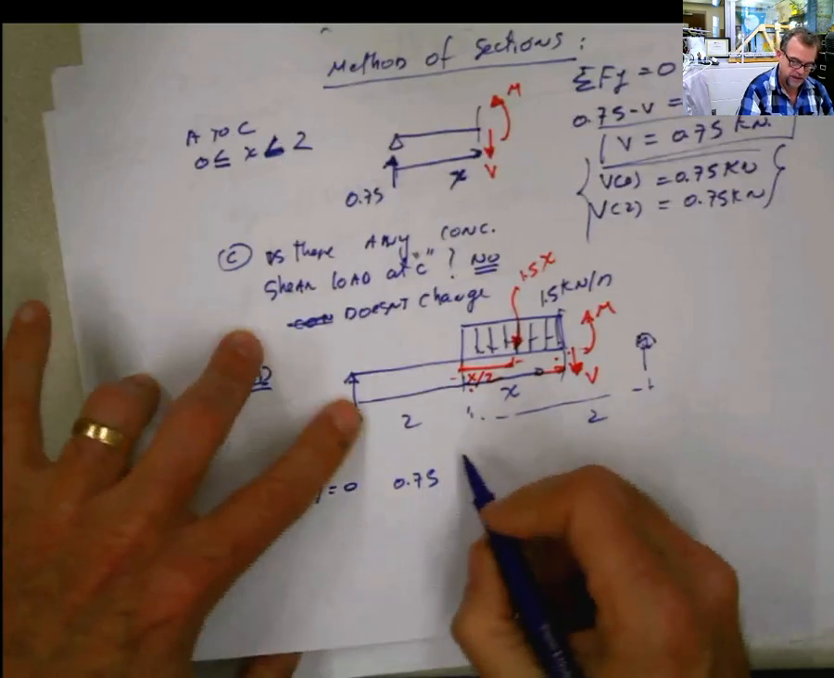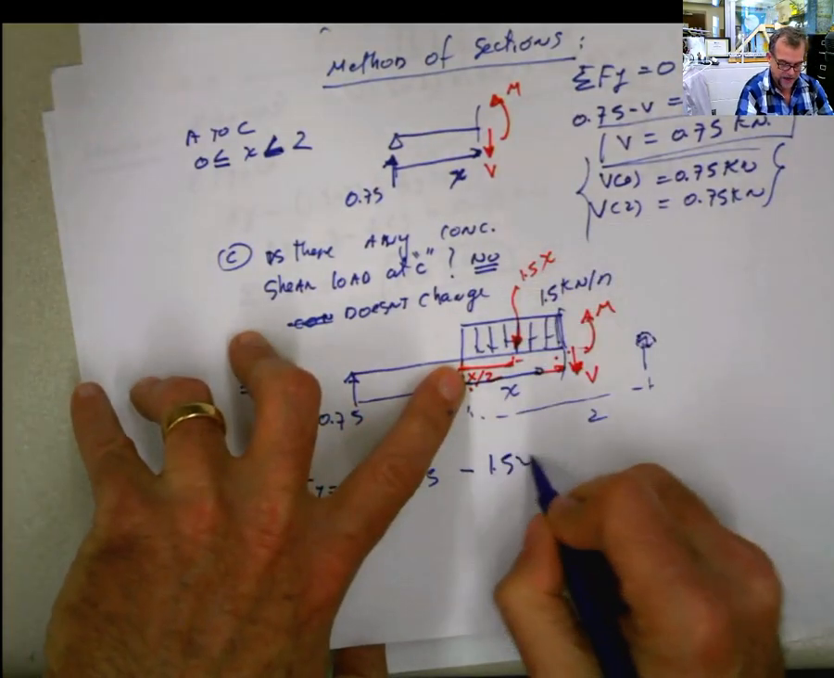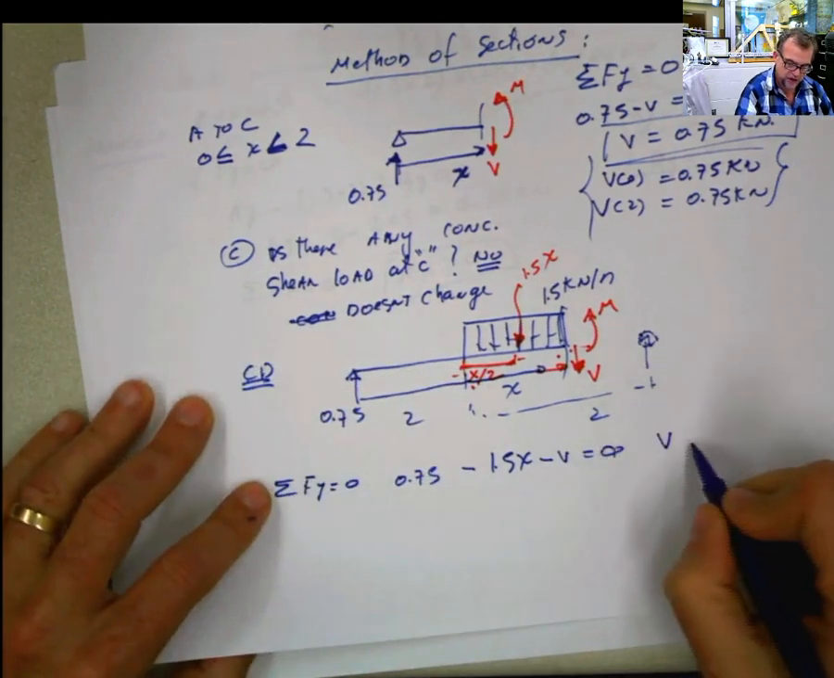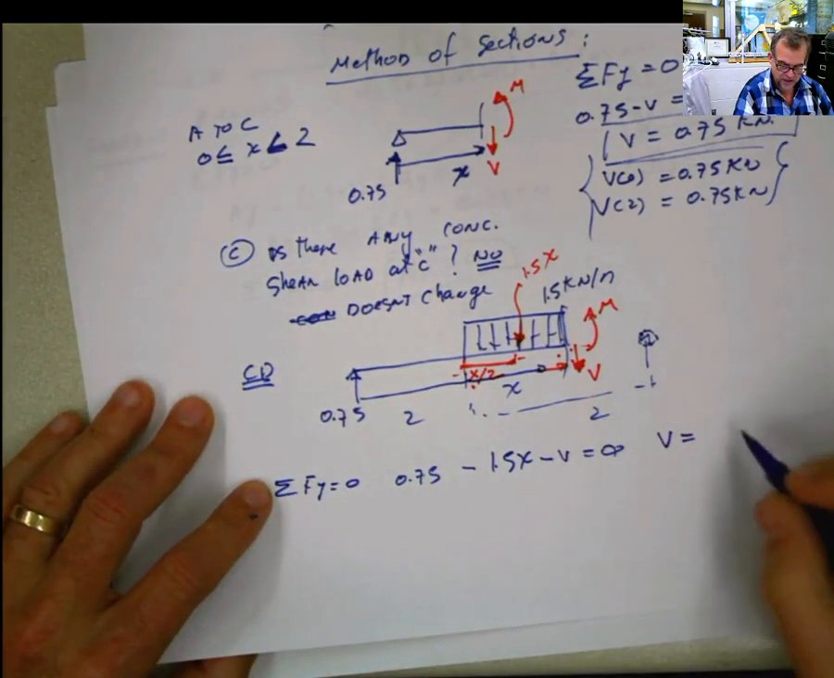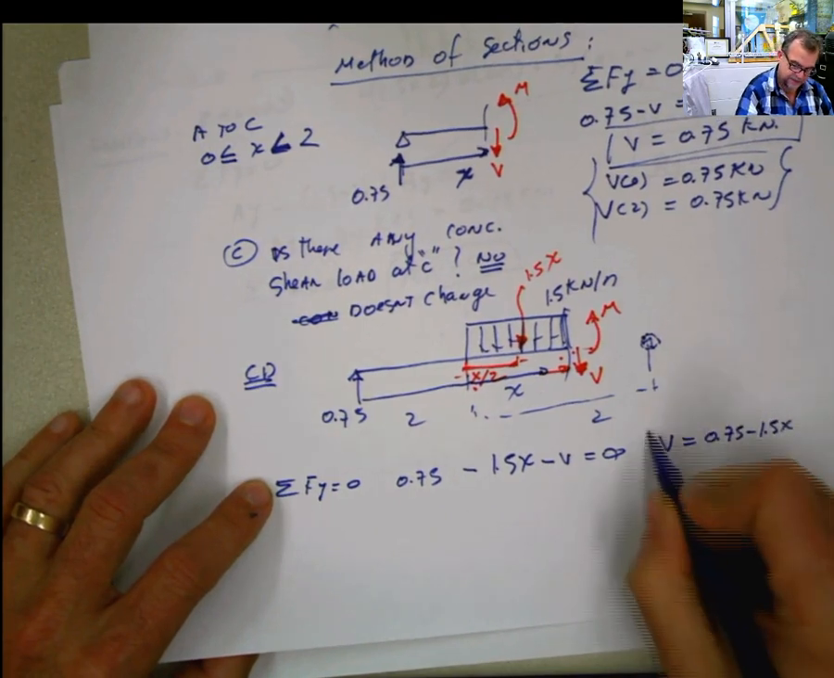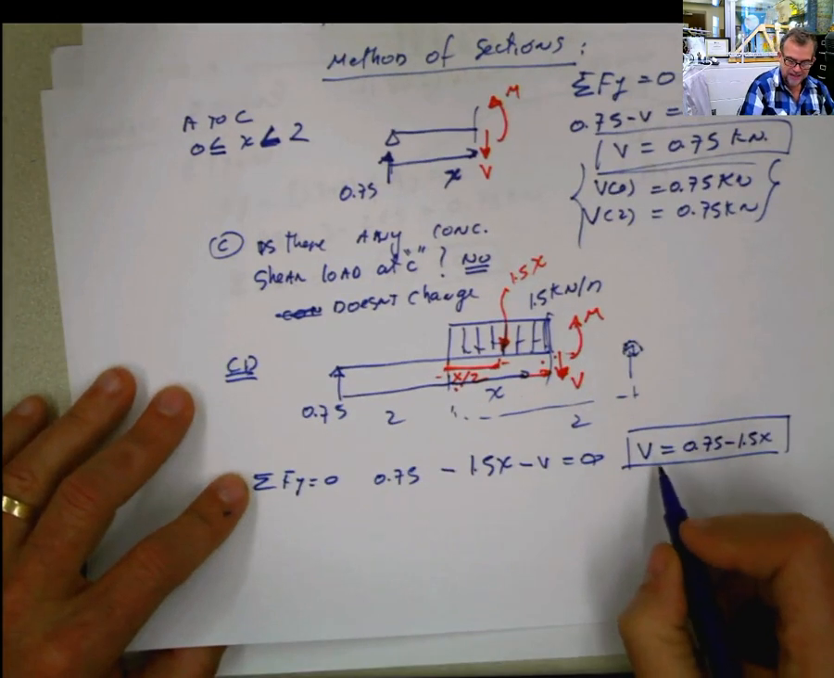So 0.75 minus 1.5X minus V equals 0. And from here you can solve for V, passing it to the other side: V is 0.75 minus 1.5X. Now you evaluate this as X is changing.